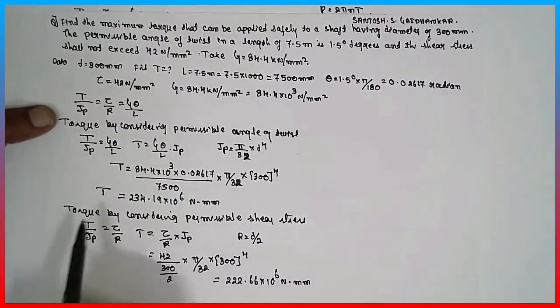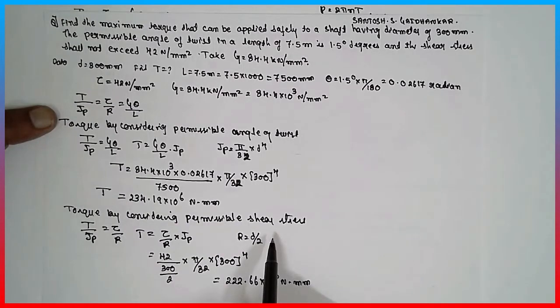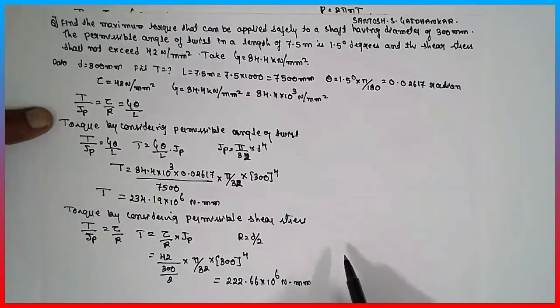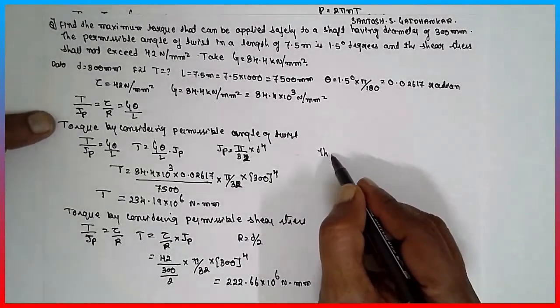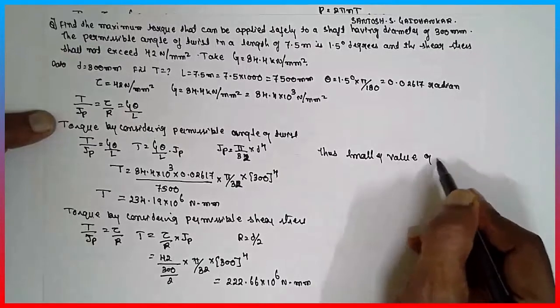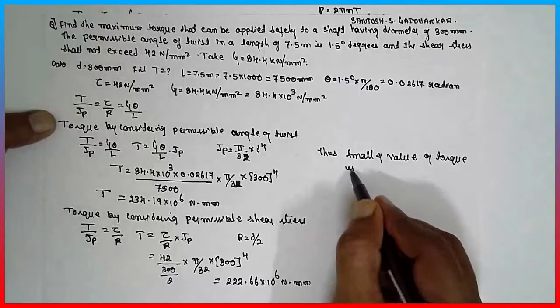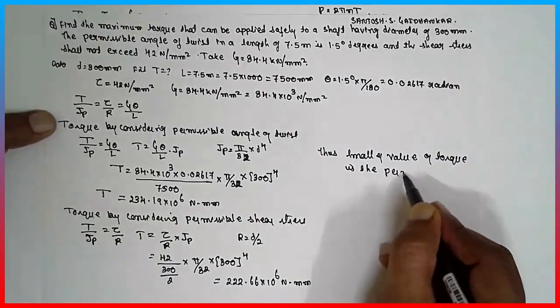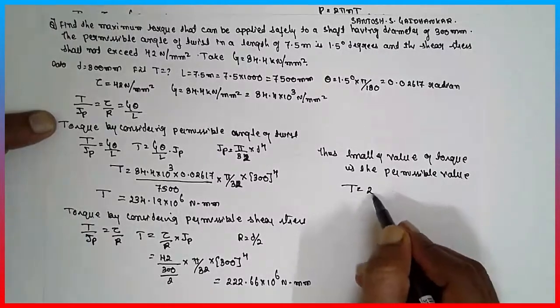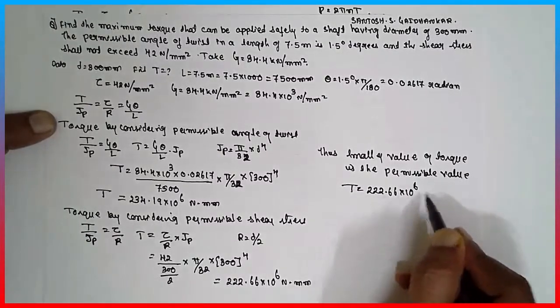Now, we obtain the two results: torque based upon the angle of twist, and torque based upon the shear stress. See the answer. How to say smallest torque? Smallest torque, the reason is, as the torque is smaller, the life of the shaft will be larger. Thus, the smaller value of torque is the permissible value. Therefore, T is equal to 222.66 into 10 raised to 6 Newton mm.